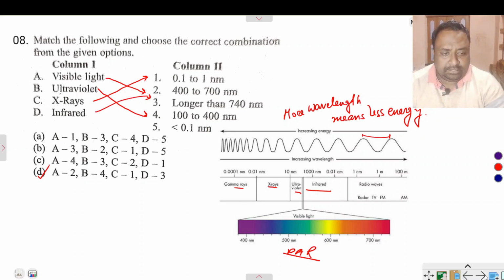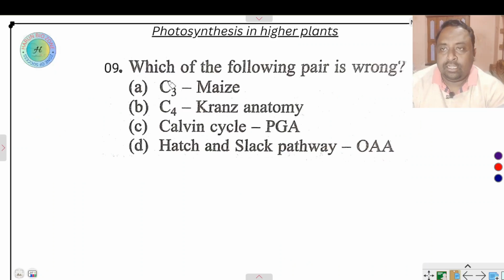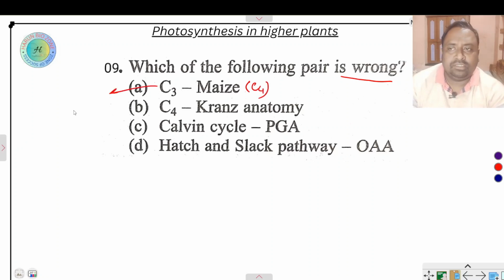Next question is, which of the following pair is wrong? The first one, C3 plant. The maize is a C4 plant. C3 plant is like mango, rice, etc. C4 plant show Kranz anatomy.